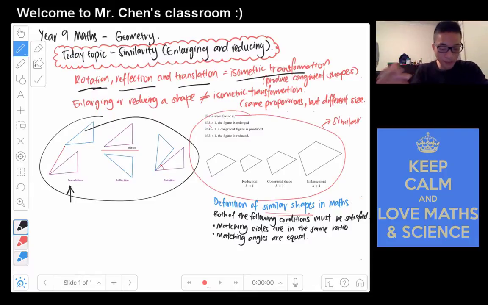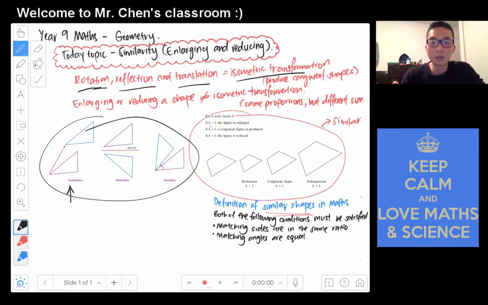Translation means moving your congruent triangle up or down, or to the left-hand side or the right-hand side. It's just translocation, so you just move them around, which is still the same thing. Reflection is pretty much a mirror in between the two congruent triangles. They are still the same side and angle.